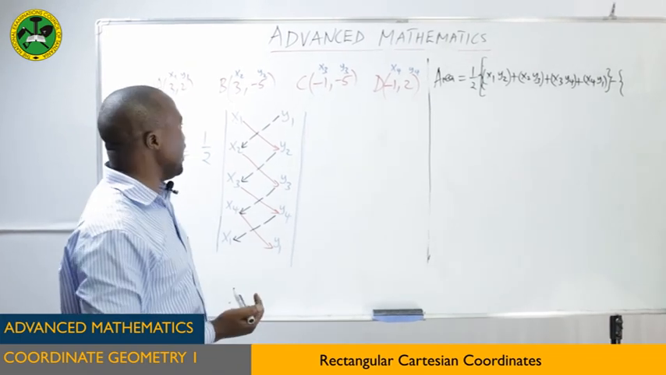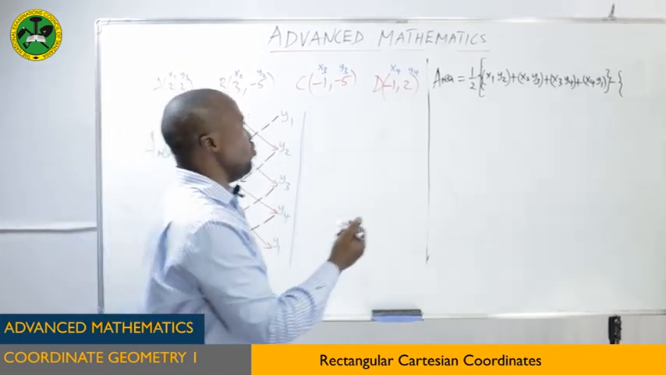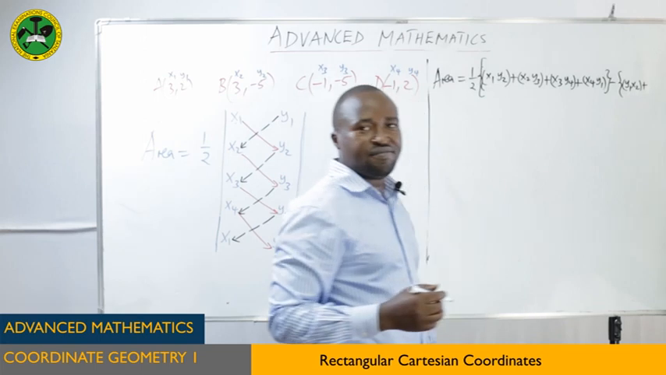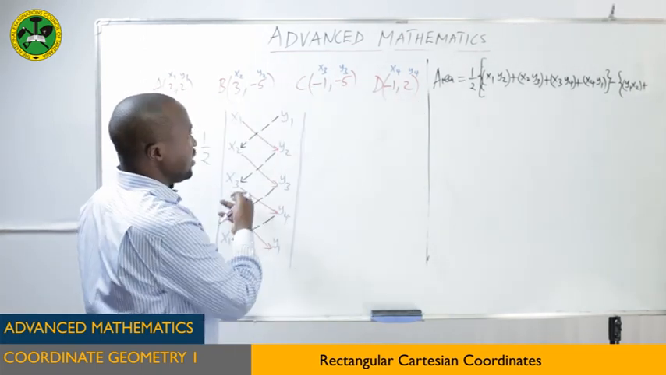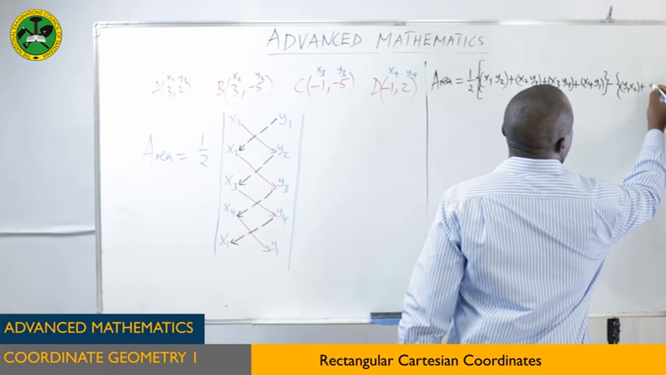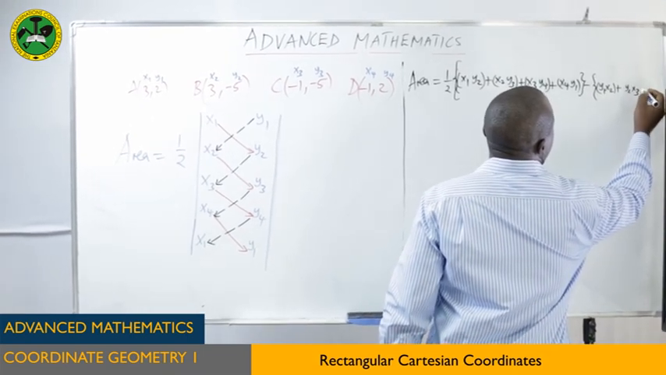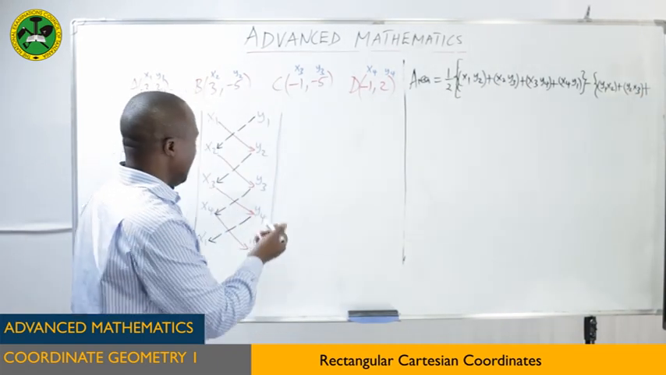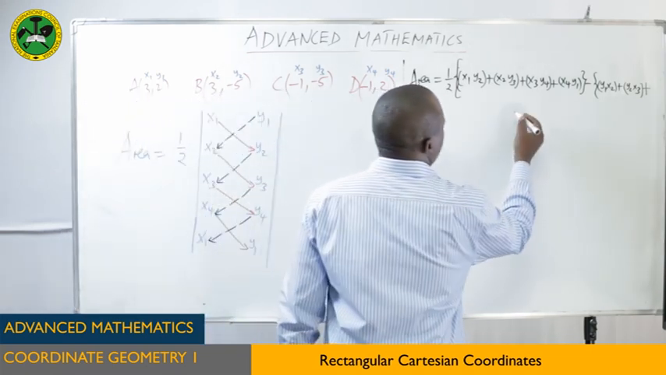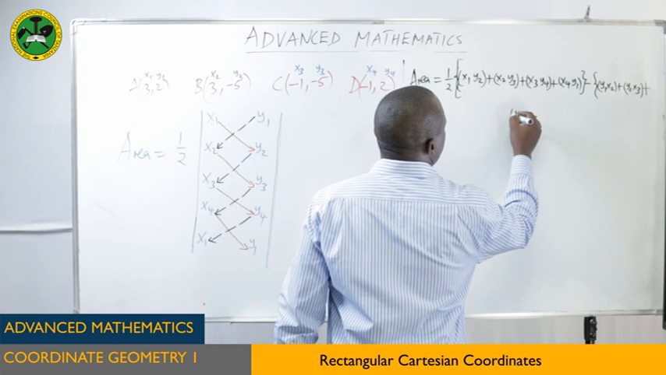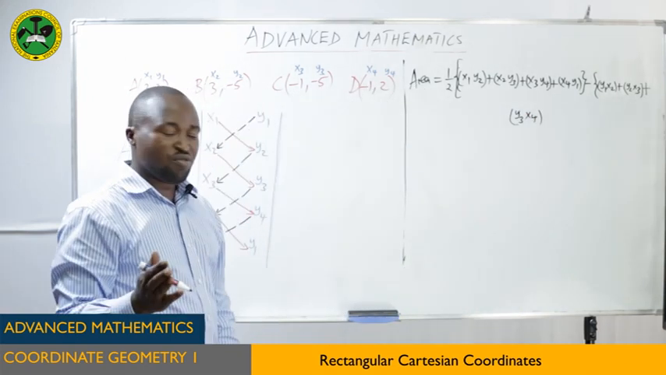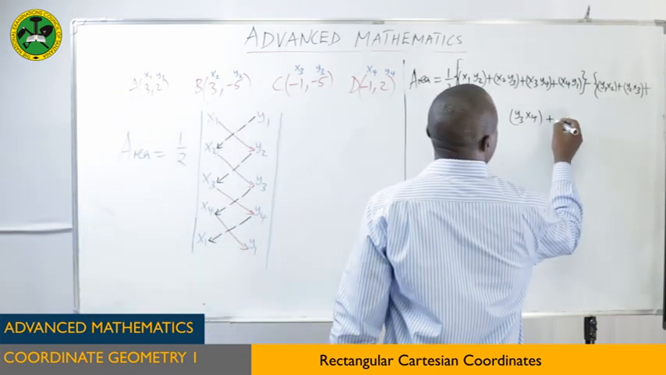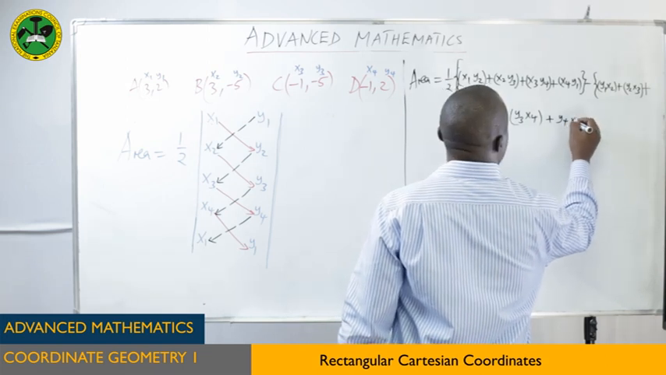So here we just subtract the dotted arrows. This time we subtract the dotted arrows, that is y1 and the x2, that is y1, x2, plus then we have y2, x3, followed by y3, x4. And the last one will be y4, x1.